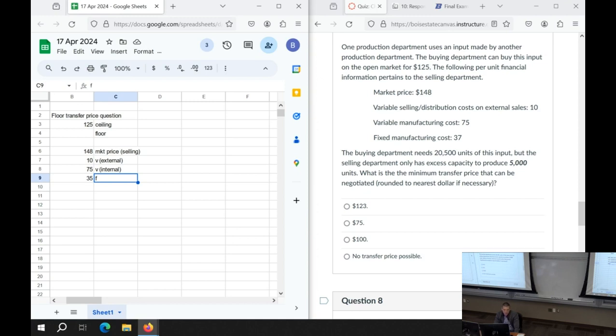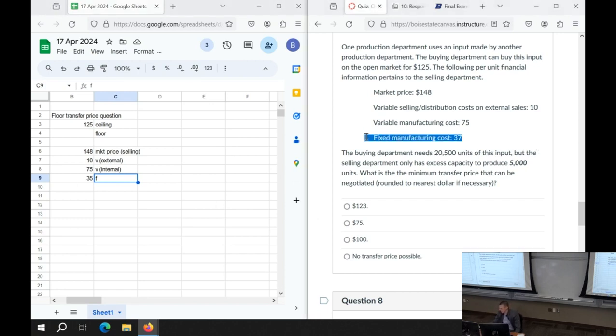Should we include that at all? I'm tempting you here, aren't I? This is a trick. Now F is in the equation, Professor, right? F is fixed cost in the equation. We're going to ignore this. The fixed manufacturing cost, the fixed overhead and other costs, we get to ignore, because we simply want to know how much the minimum variable opportunity cost is going to cost us as a selling department to supply the buying department. That's the minimum we would negotiate for, and we get to ignore this.